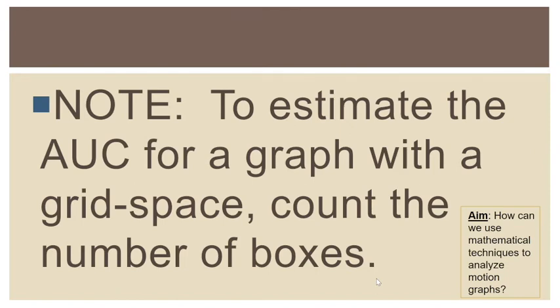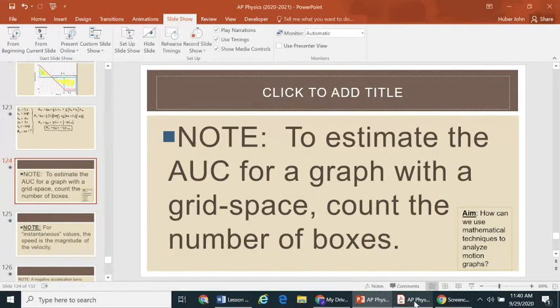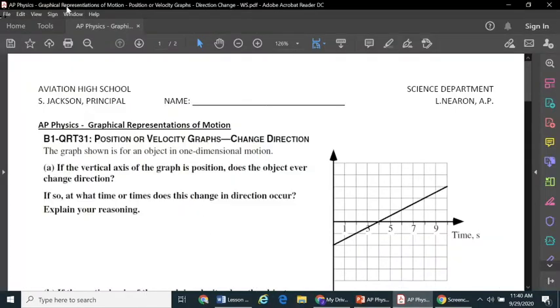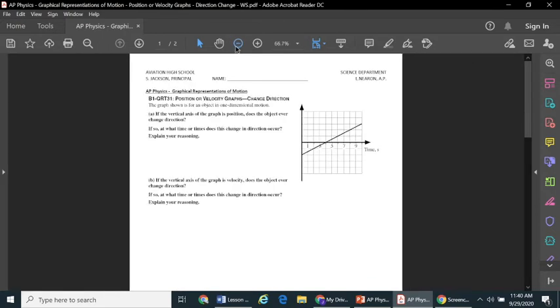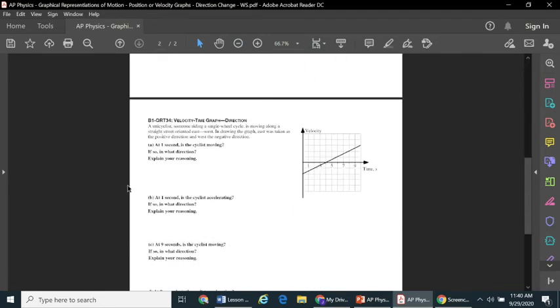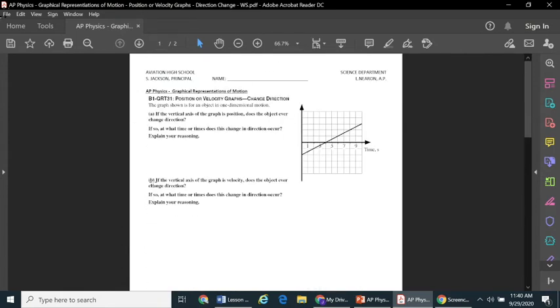But if you go back to the original post where this video was, you'll see a copy of a worksheet. That worksheet has the title, Graphical Representations of Motion, Position or Velocity Graphs, Direction Change. And there are two questions on this sheet. This one, B1 QRT 31, and then B1 QRT 34. Now, notice all of these have codes. The codes mean something. This code stands for like qualitative representation translation or something to that effect.